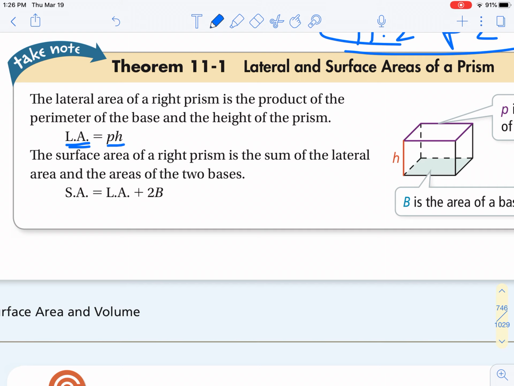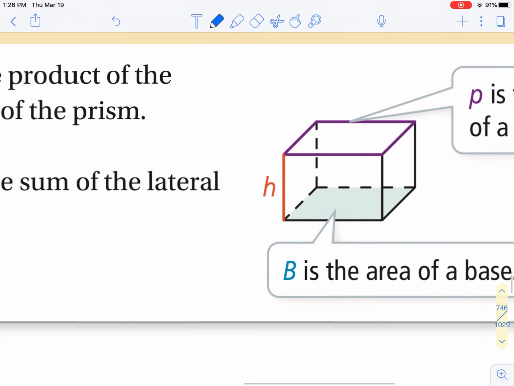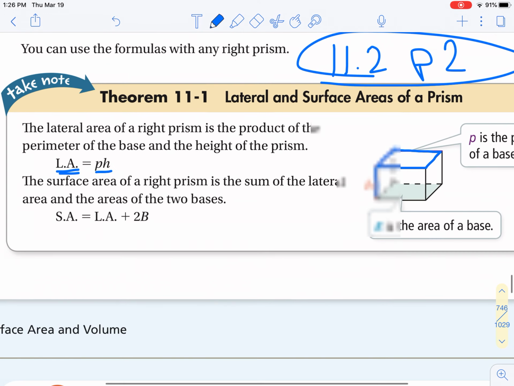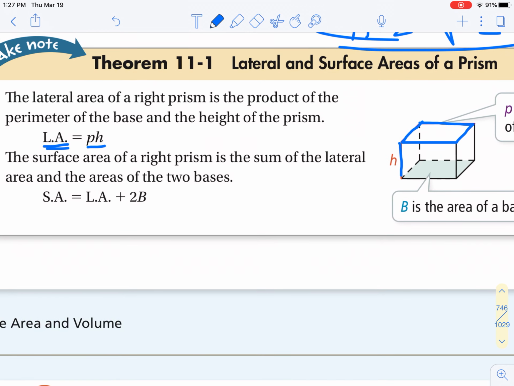So what does that look like? We take a look at this shape over here. We're going to take our perimeter, look something like that, and then we're going to multiply that by the height, and we should have our lateral area. If we were to unravel the shape, what does the lateral area unravel itself to? It looks like a rectangle. I'm sure some of you were thinking that, so great job.